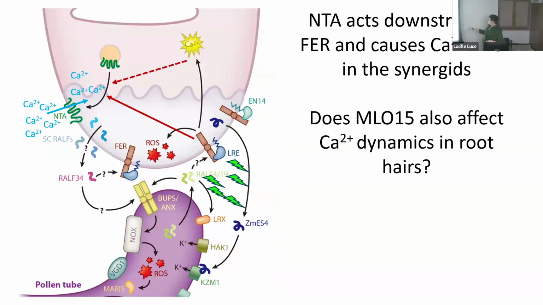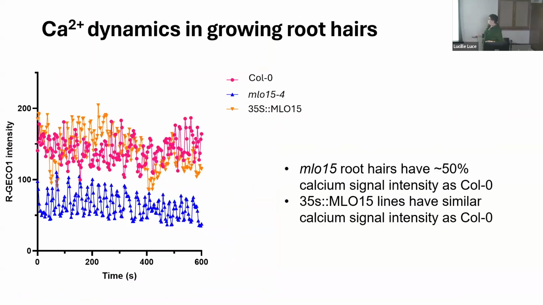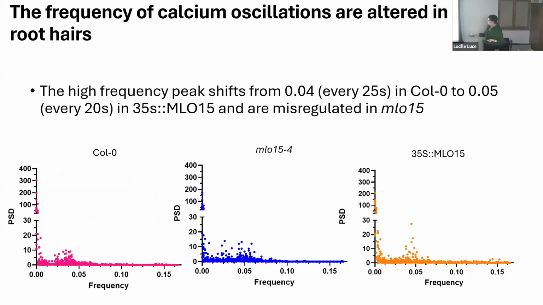Okay, so last question, does MLO15 also affect calcium dynamics in root hairs? So we did the same experiment. We used Columbia, mlo15, and then a 35S-MLO15 construct that complemented the mlo15 mutant phenotype. Just roughly at first, we could see that the mlo15 root hairs seem to have dimmer signal, but this is not ratiometric. So we looked also at patterns.